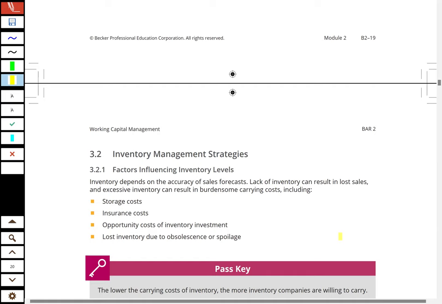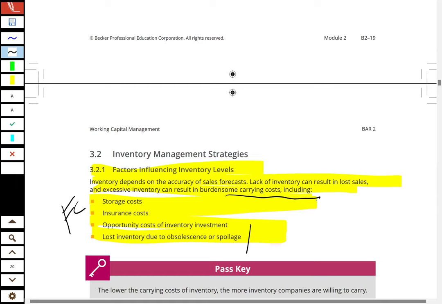Let's take a look at factors influencing inventory: the storage cost, insurance costs. They're going to have to carry fire insurance and whatnot on the things they hold in inventory. Opportunity cost of inventory investment: if you've invested in inventory, then maybe you're not going to be able to invest in something else, like a financial instrument. And then loss of inventory due to obsolescence or spoilage. I guess they worry up here more about lost sales, but these days everybody figures people will just wait for the stuff. But go ahead and flashcard these different factors, the carrying costs associated with inventory.